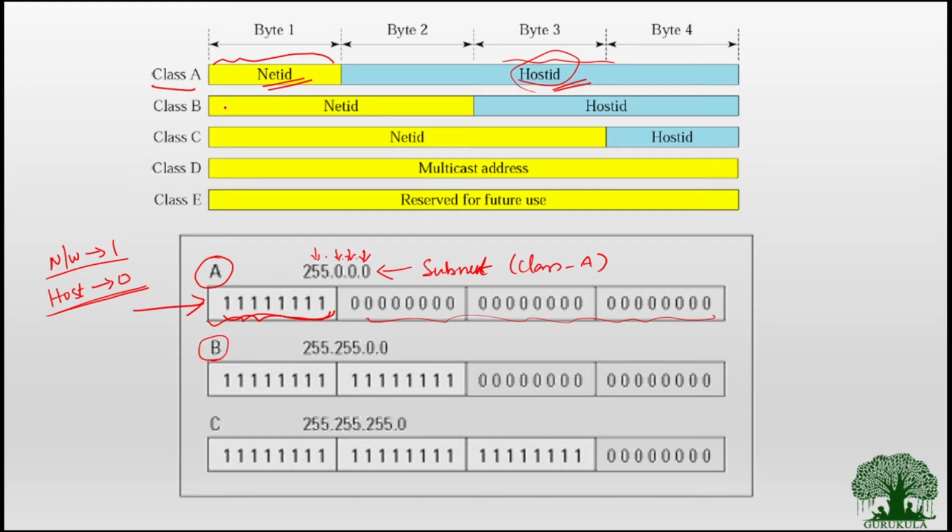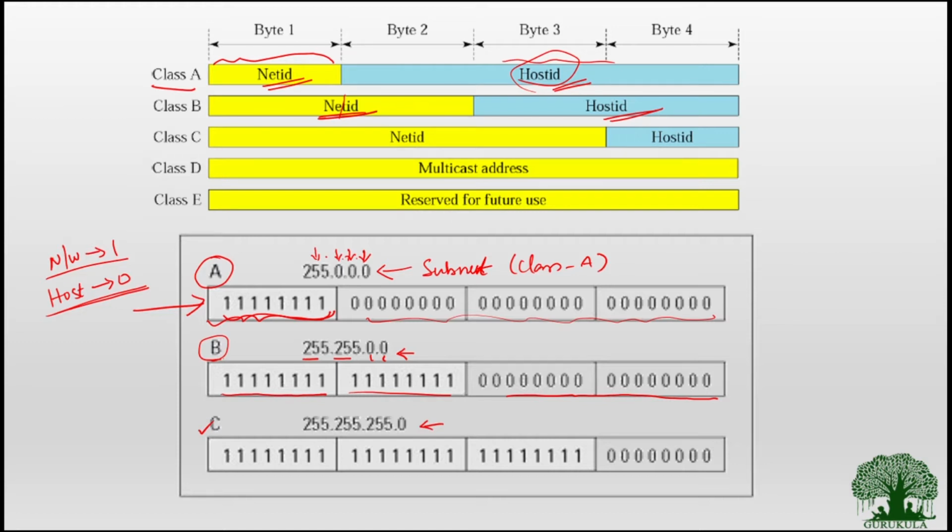Similarly for class B, 16 bits are meant for the net ID and 16 bits are meant for the host ID. So I have to mark 16 bits as 1 and 16 bits as 0, so we get 255.255.0.0. This is the default subnet mask for class B. And similarly for class C, the default mask would be 255.255.255.0.